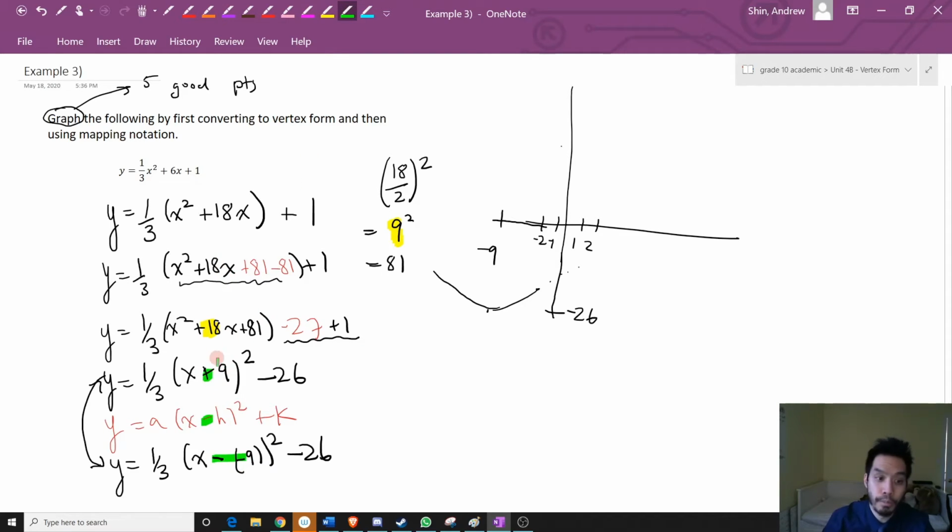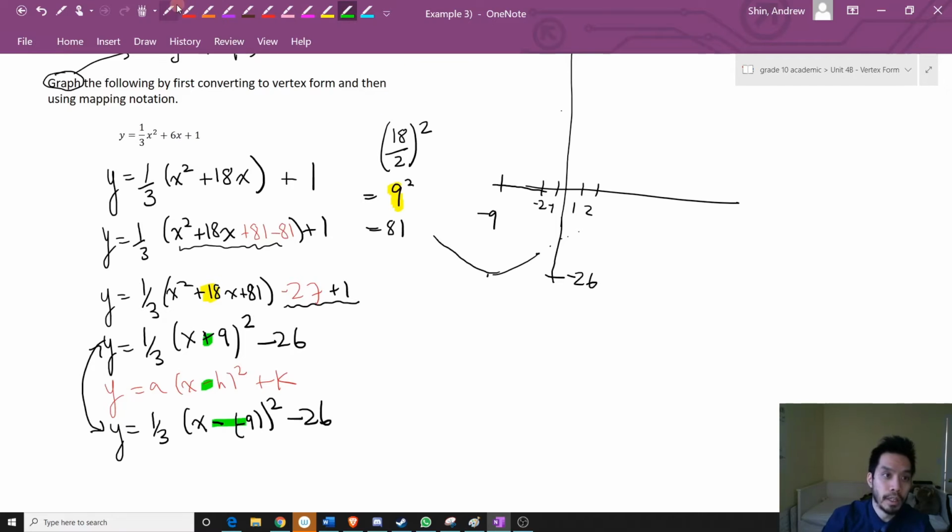I have not changed the parabola or the quadratic. And what this enables me to do is extract the h value properly. We know the a value, which is easy, that's 1/3. The h value, not that there's a minus sign, the h value itself, I'm going to put this in a different color. The h value itself is going to be -9. So h equals -9, and k is -26.